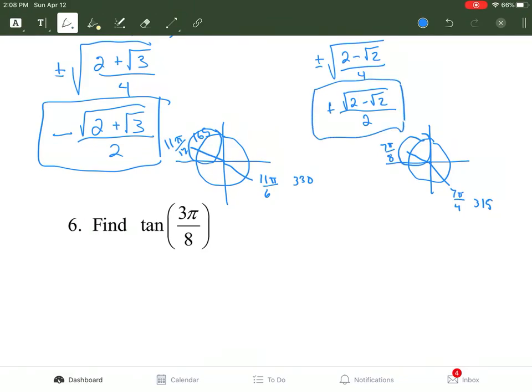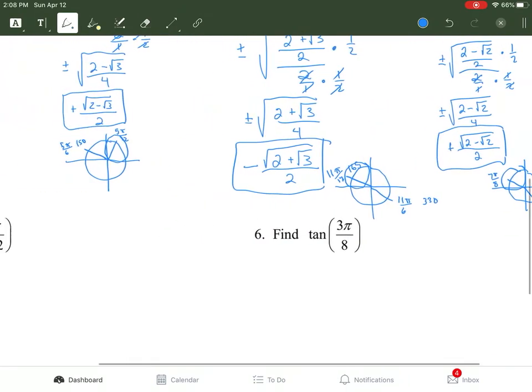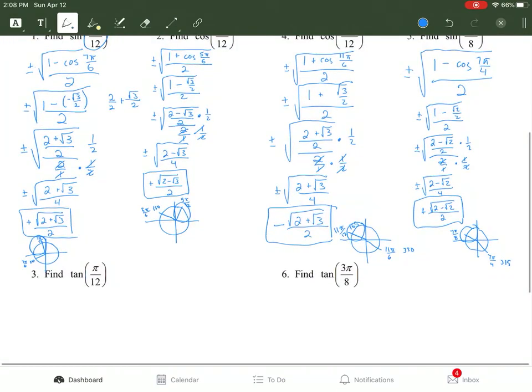And there you go. And that is the sine and cosine half angle formulas. So that's all we got for today.